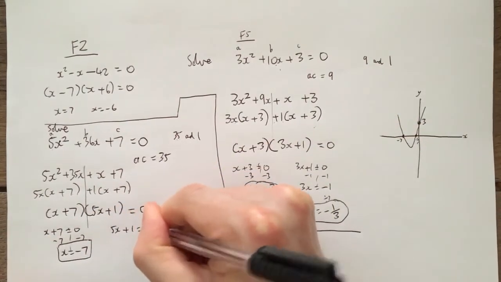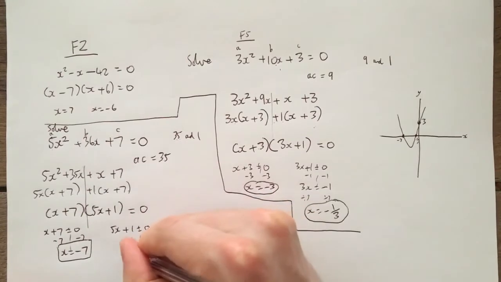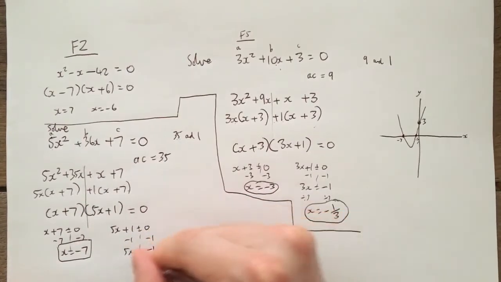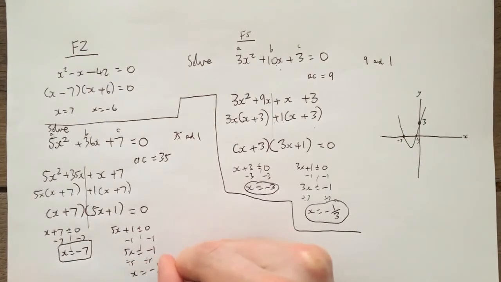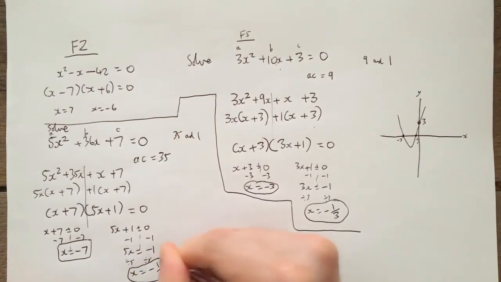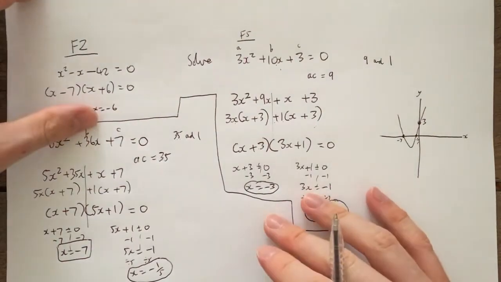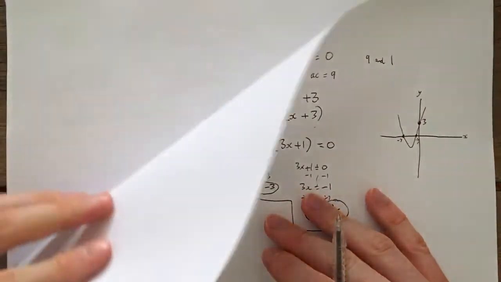5x plus 1 equals 0. Minus 1, 5x equals negative 1. Divide by 5, x equals negative 1 over 5. That is the other answer. Okay? So, I'm going to do two very quick examples of F6 and then we shall be done with this video.